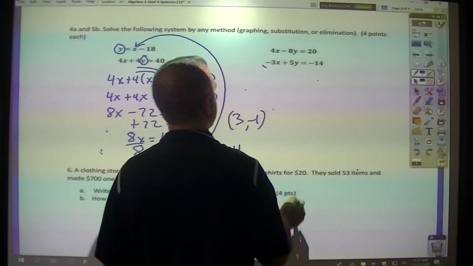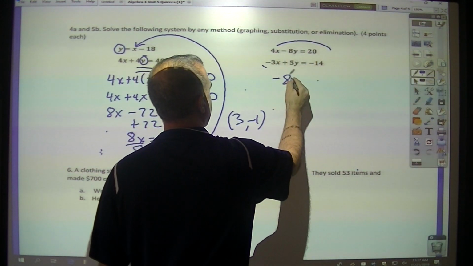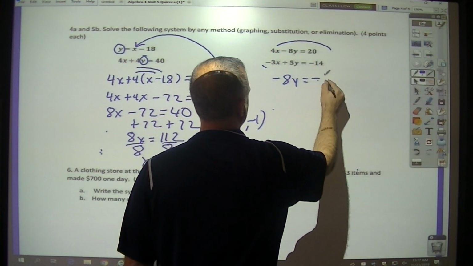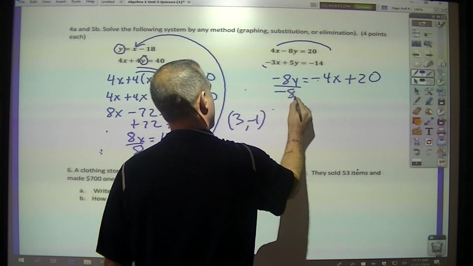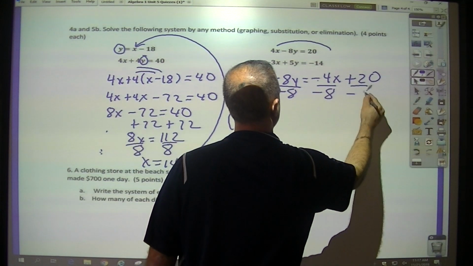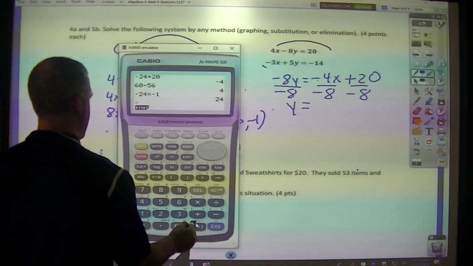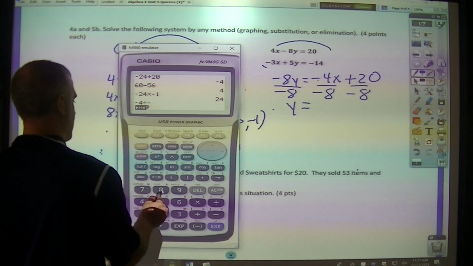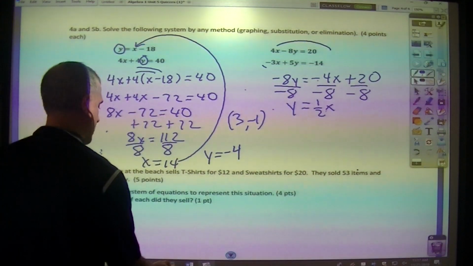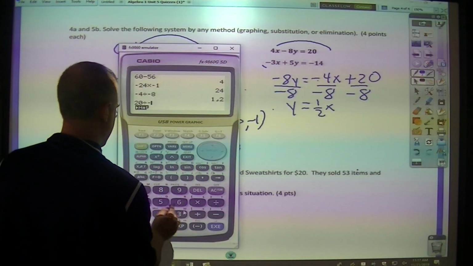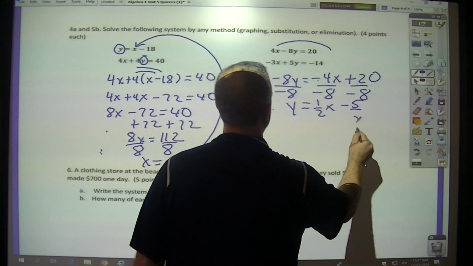So what I would want to do is move that 4x over. So I'd have negative 8y equals negative 4x plus 20. And then I would divide each part by negative 8. So y equals negative 4 divided by negative 8 is a half x. 20 divided by negative 8 is negative 5 over 2. So that's that one.